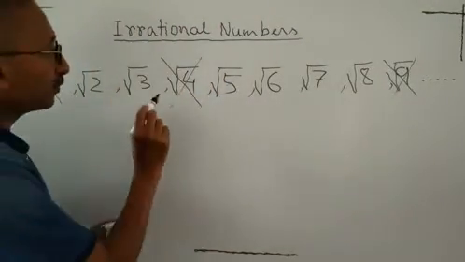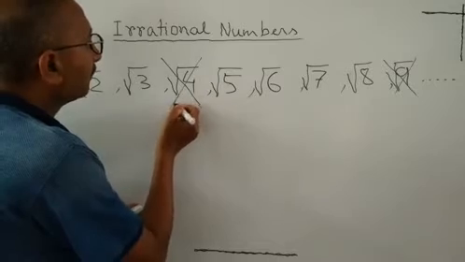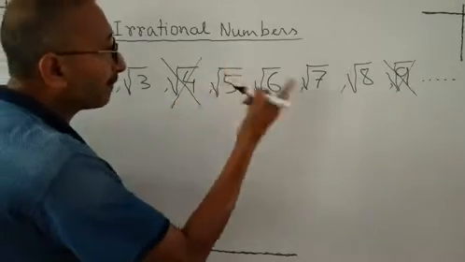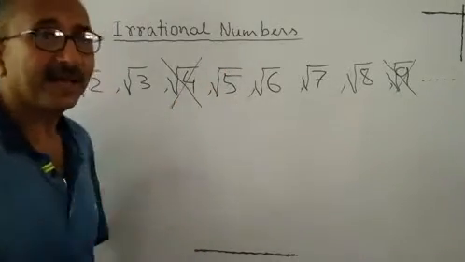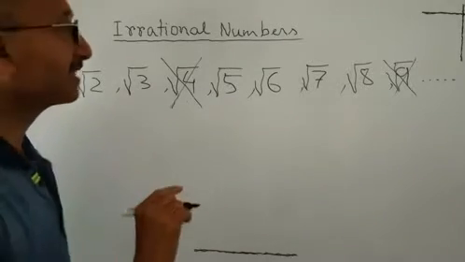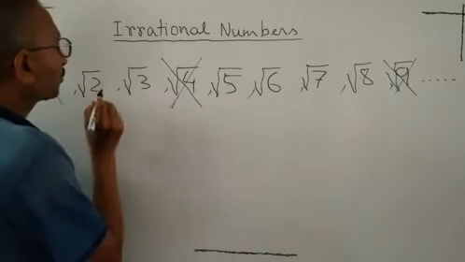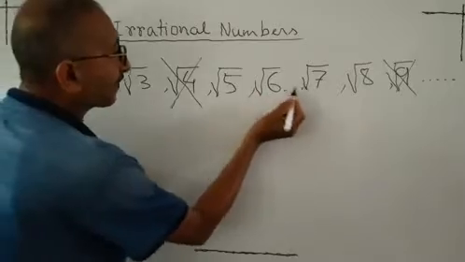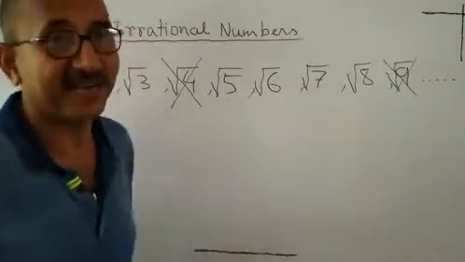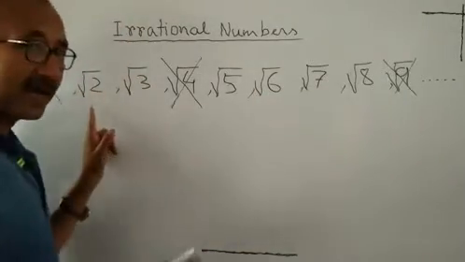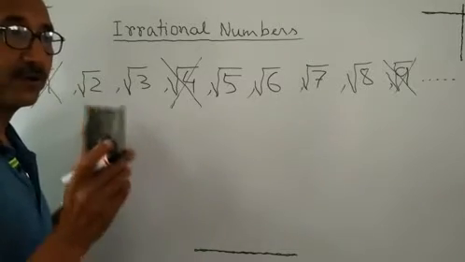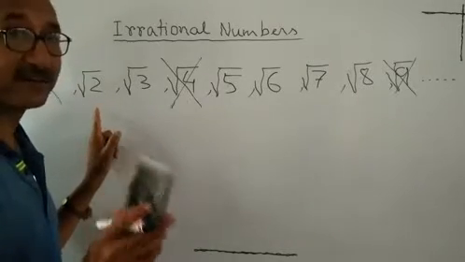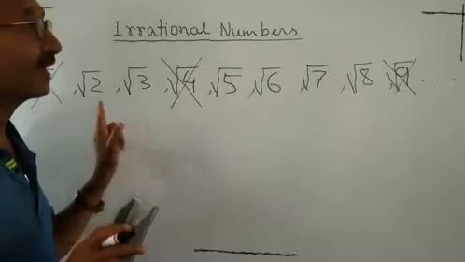So the square root of a perfect square is not an irrational number. That means, how can we say that square roots of non-perfect squares are always irrational numbers? So what I have said is, the square root of a non-perfect square is always an irrational number.